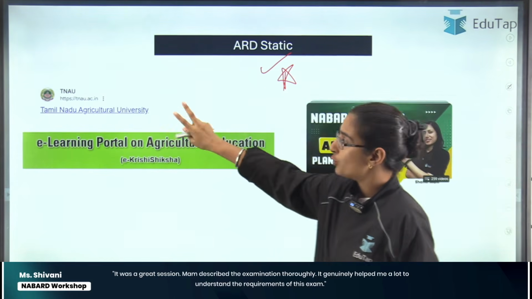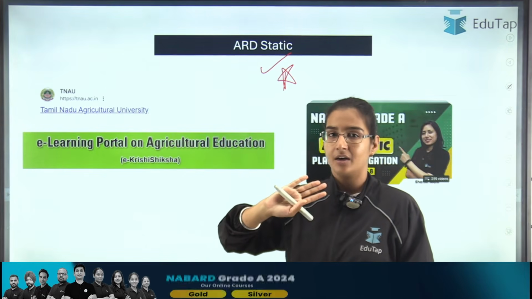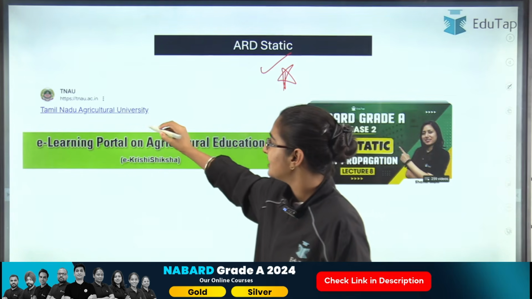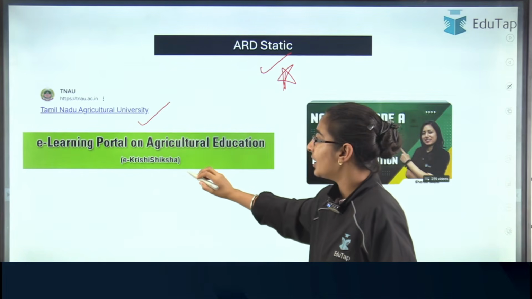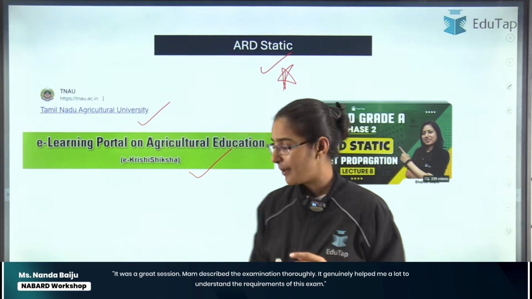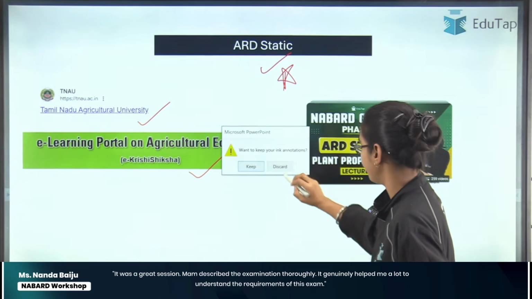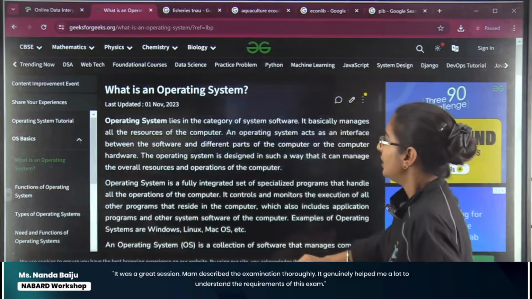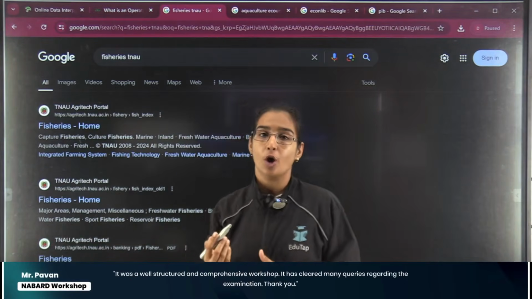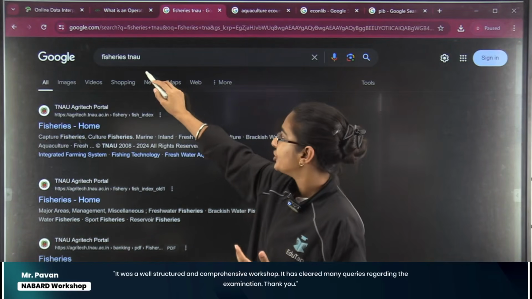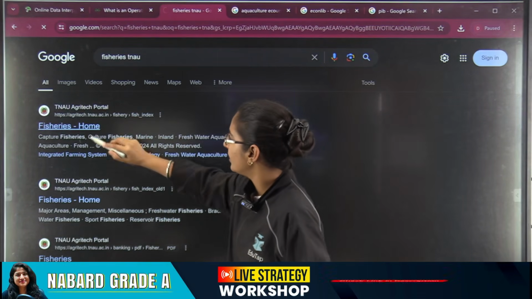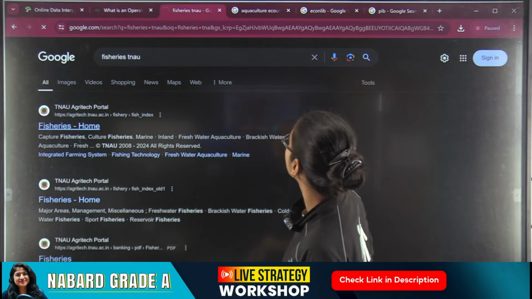You can refer to two websites, which are very good, and the information is also very authentic. The first is the TNAU website and also the e-learning portal on agriculture education. How you have to use it, I'm just going to show you. For example, if you want to search about the topic fisheries, you write fisheries and then TNAU, a simple Google search, and something like this will open. You open this website.